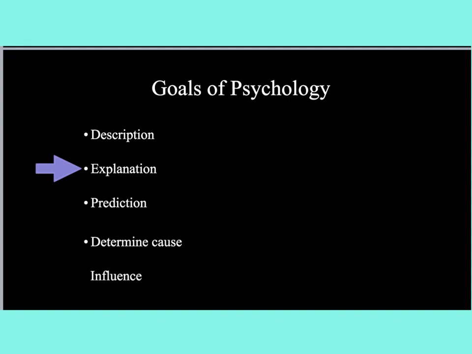Where our first goal might ask the question, what is it? Our second goal asks the question, why is it? The third goal is prediction. This goal essentially asks, when or for whom is it? If I ultimately want to reduce stress, I will need to know first what it is, second, why it is, and third, for whom or when it is.